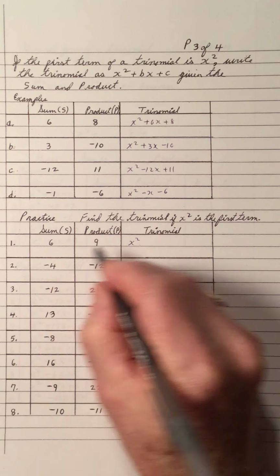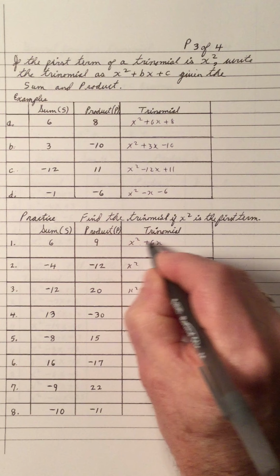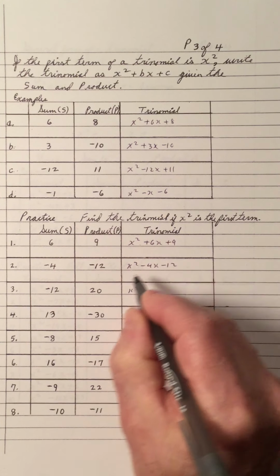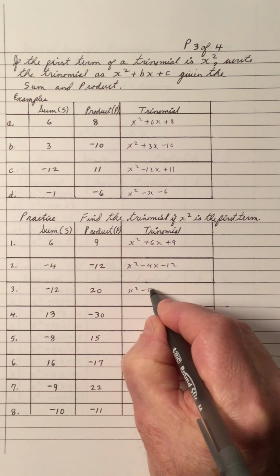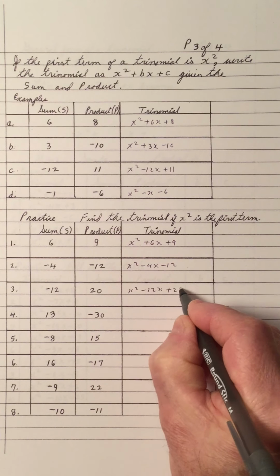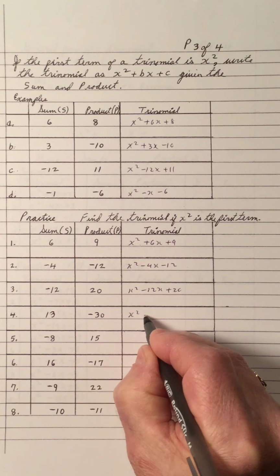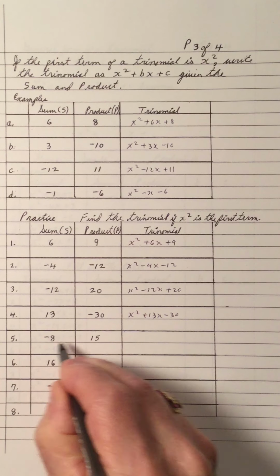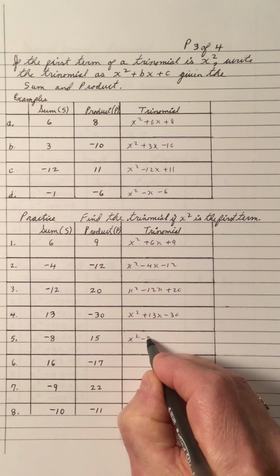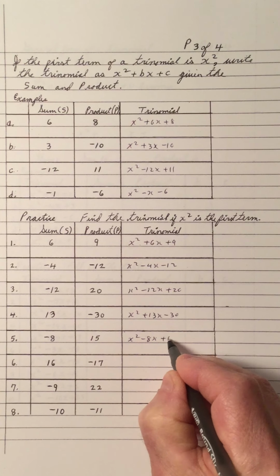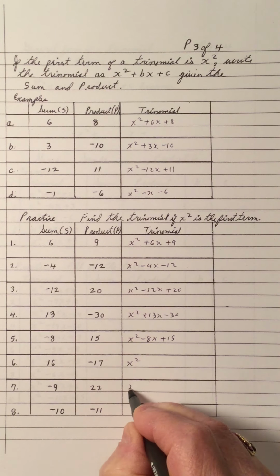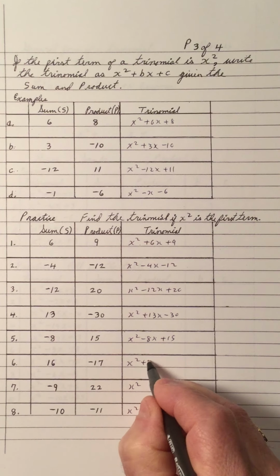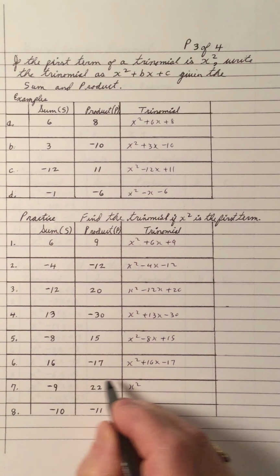If the sum is 6, so that's plus 6x, product is 9. Sum is -4, -4x minus 12. Sum is -12, -12x, product is 20. Sum is 13, so I got an x squared plus 13x minus 30. Sum is -8, so I got an x squared minus 8x, product is 15. And again, just to remind you, we have an x squared in each of these at the beginning, and the sum is 16, and the product is -17.